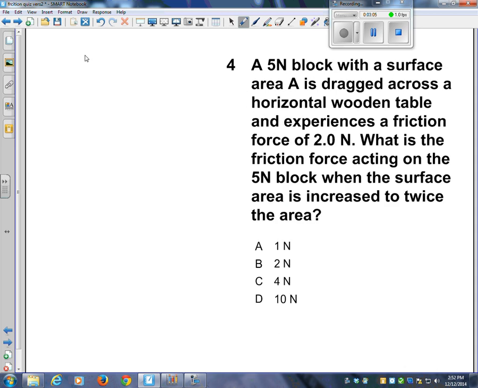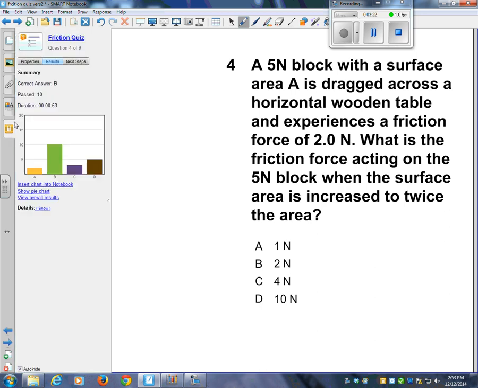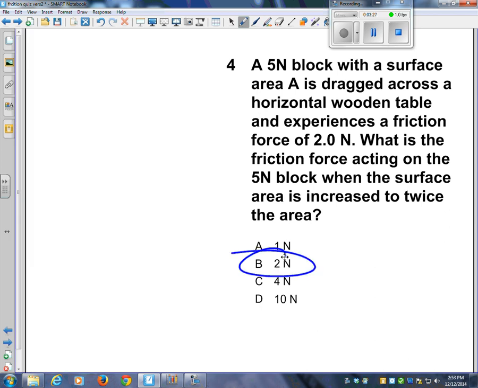A 5 Newton block with a surface area A is dragged across a horizontal wooden table and experiences a friction force of 2. What is the friction force acting on the 5 Newton block when the surface area is increased to twice the area? Hopefully you remembered that friction is independent of area. In other words, the friction force remains the same. The pressure changes, but the friction force remains the same. So, friction does not depend upon area.